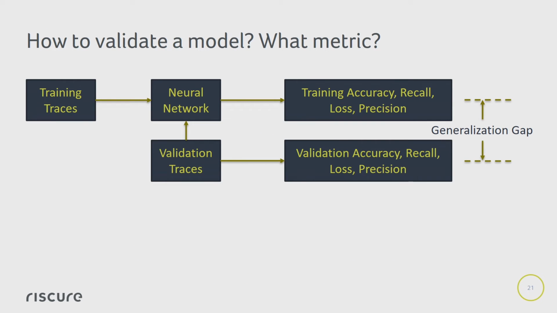So the first thing is how to validate your model, how to decide when a model is correctly trained to go to the test phase. This is the basic flow. You have training traces, you train your network, and then you get all the metrics from your deep learning framework. Then you use the validation traces on the same neural network, and you also get metrics. The distance between the training and validation metrics is usually called the generalization gap. What you want to achieve is the minimum possible generalization gap, the minimum difference between, let's say, validation and training accuracy, for instance.